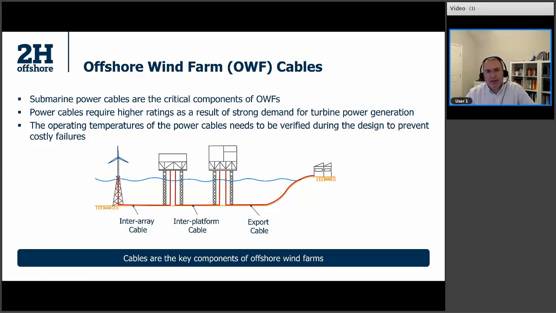Of course, the power requirements for these cables are quite different, but they also require higher and higher ratings nowadays as a result of strong demand for wind turbine power generation. And it means that the operating temperatures of these power cables are increasing. So during the design phase, we need to verify these maximum cable temperatures to prevent costly failures in the field.